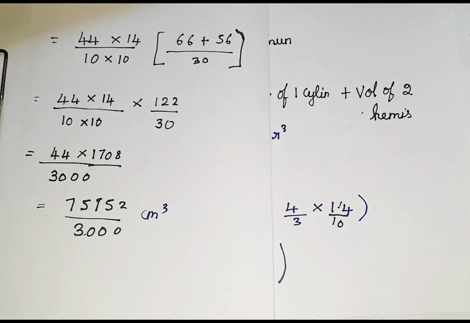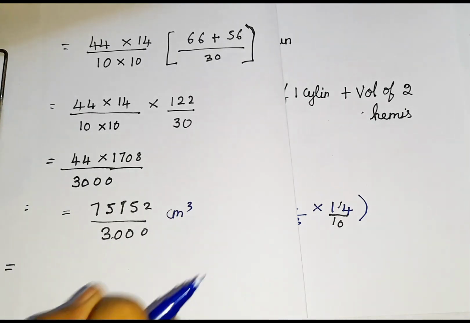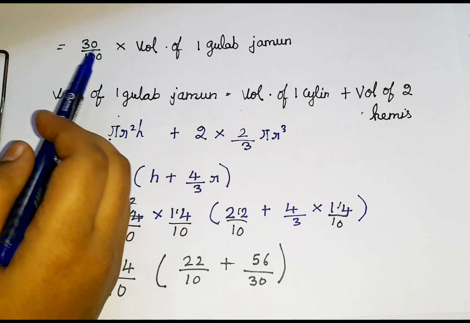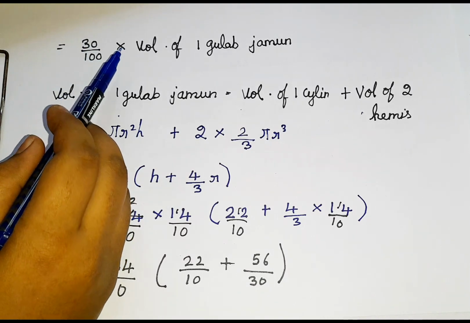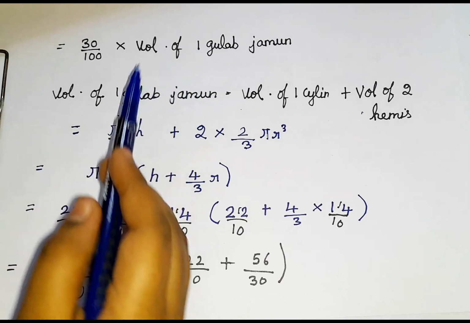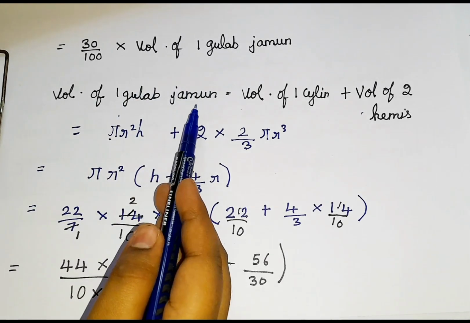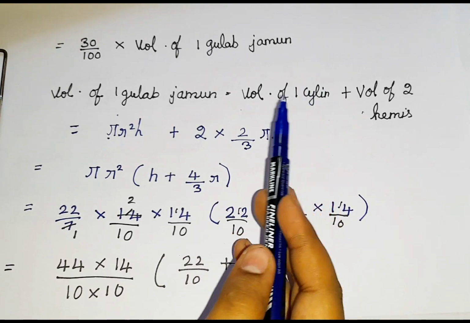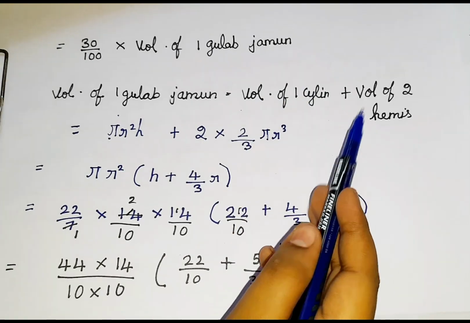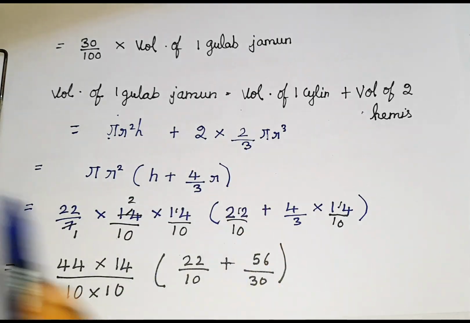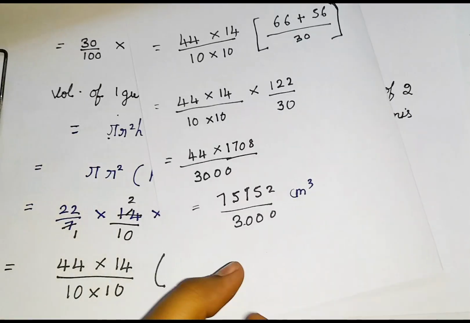You guys might be wondering, why did we find this? Because after doing the percentage, that is 30 by 100 into the volume of 1 gulab jamun, we didn't know the volume of 1 gulab jamun. To find that, I found that in the gulab jamun we had one cylinder, so we are supposed to find the volume of one cylinder plus the volume of two hemispheres. When I apply the formula and solve it, I get 75,152 by 3000.